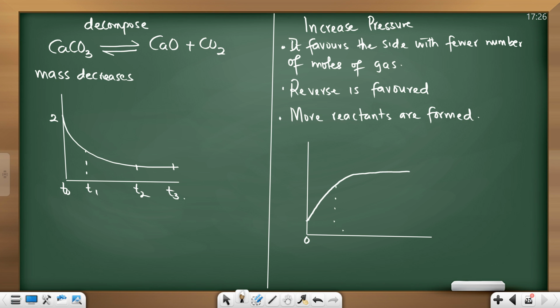T0, T1, T2, T3. It's not 0 because that's what we put inside. So we allowed it to reach equilibrium, then we started increasing pressure. I hope the increase makes sense, guys. The mass is increasing as we increase what? Pressure. So then why do you look lost?